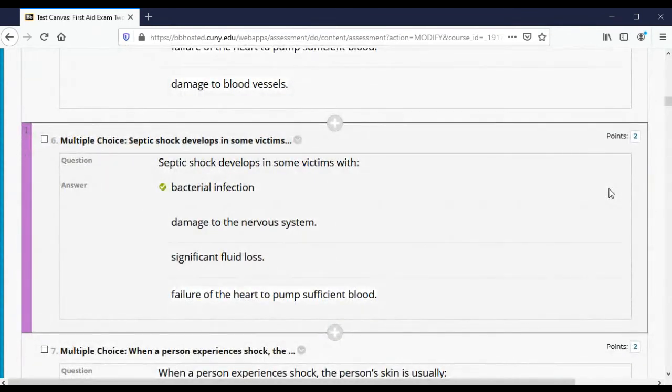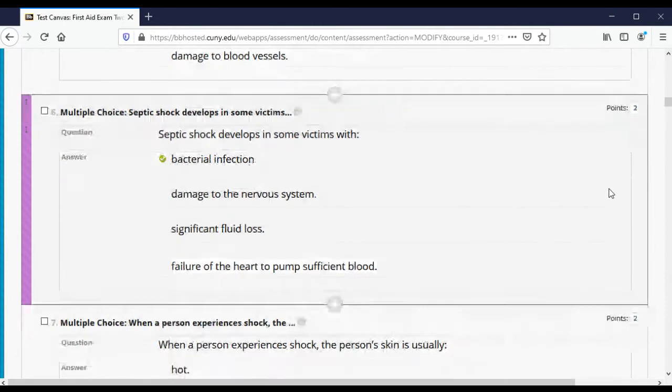Septic shock develops in some victims with, and the answer is bacterial infection. Certain bacteria release toxins that cause the blood vessels to become porous and leaky. Fluid tends to seep out and also causes a whole cascade of other types of reactions in the body, leading to the development of shock.